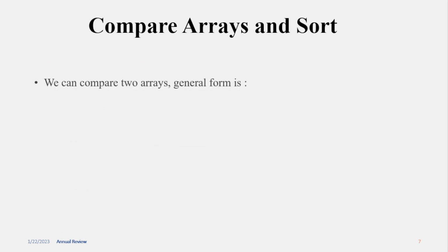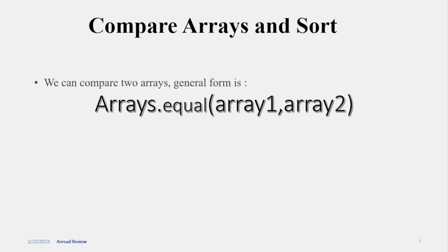We can compare two arrays, and the general form is Arrays.equals(array1, array2), separated by a comma in the parentheses. Here array1 and array2 are the names of two declared arrays, and it will check all the elements series wise, at each particular position. If everything matches, the output will be true, otherwise false. So the output will be in boolean form.